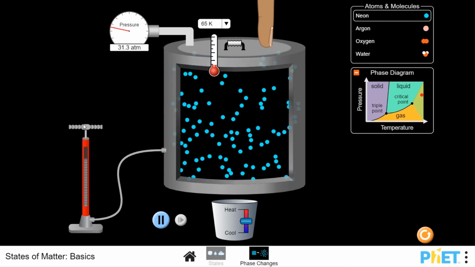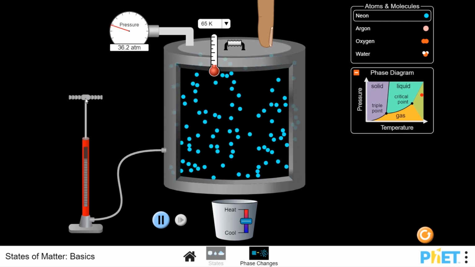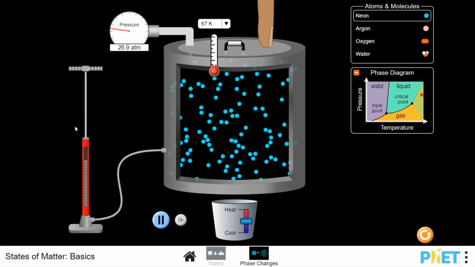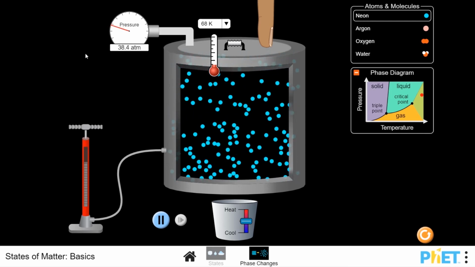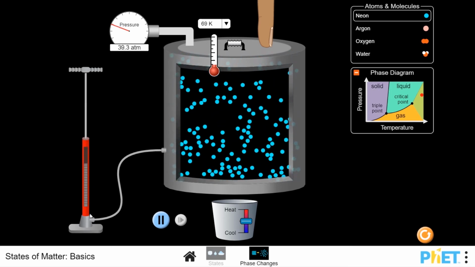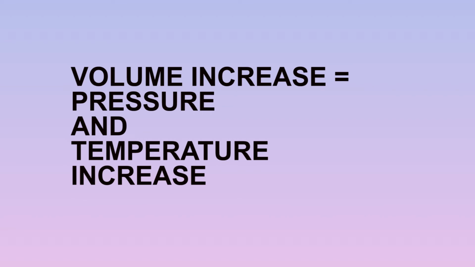On the side, we notice a pump that adds more particles to the container. Due to Charles' volume-temperature law, as we continue to add more particles, aka increase the volume, the temperature increases as well. To sum this up, if volume increases, temperature and pressure do as well.